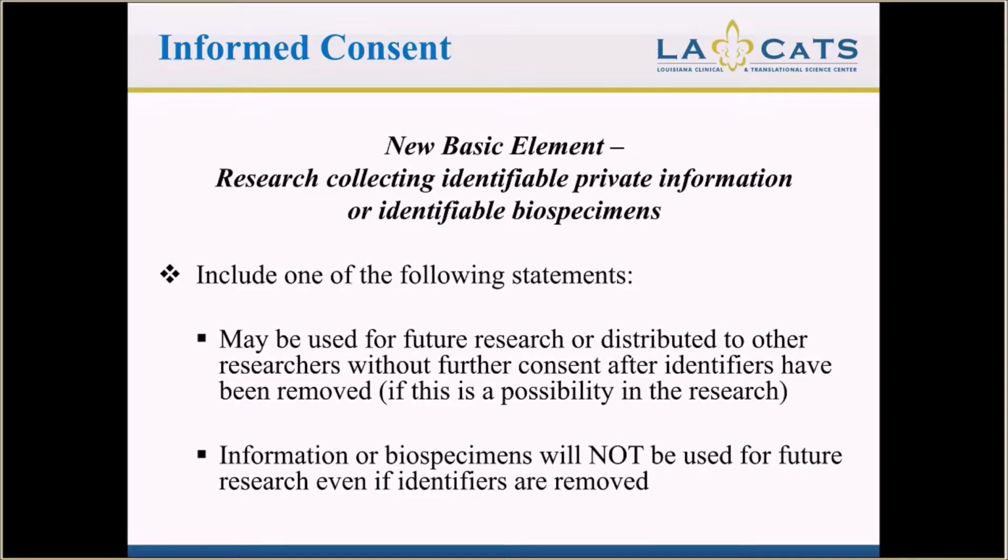So the new basic element is regarding the identifiable private information or identifiable biospecimens. As part of the informed consent document, the researcher must now include one of the following statements: that the information collected may be used for future research or distributed to others without further consent after the identifiers have been removed, if this is a possibility, or that the information will not be used for future research even if the identifiers are removed. This should be thought about carefully when you're developing your protocol, because this will control what you can do with that information for the entire life of the study and afterwards.